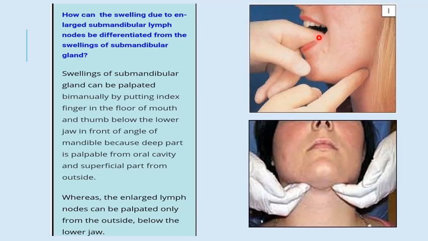Now this diagram shows the bimanual palpation of the submandibular gland by putting one index finger in the floor of the mouth and the other below the angle of the mandible, whereas the enlarged lymph nodes can be palpated only from the outside below the lower jaw. Enlarged lymph nodes could be a result of carcinoma or an infection, and in this diagram you can see the palpation of the enlarged lymph node from the outside.